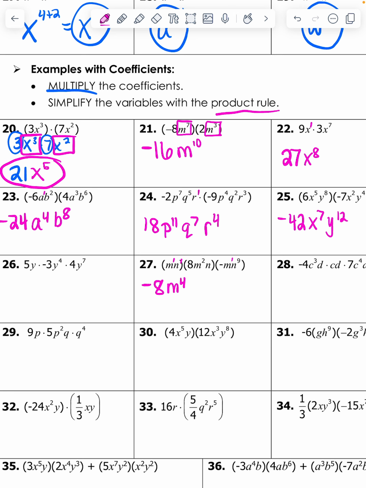This is n to the 1st, n to the 1st, n to the 9th. 1 plus 1 is 2. 2 plus 9 is 11. So n to the 11th power.